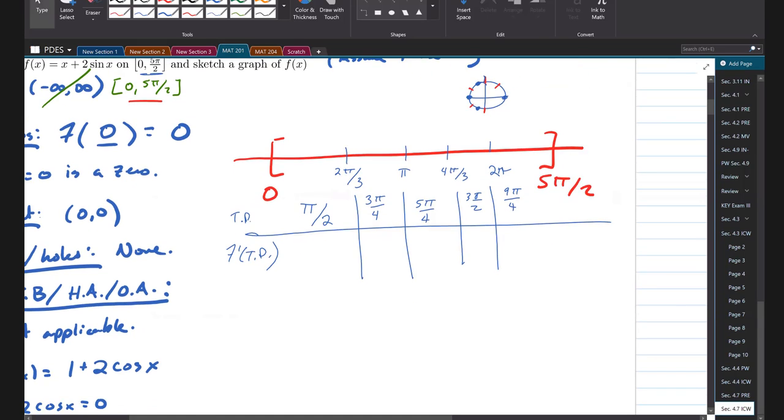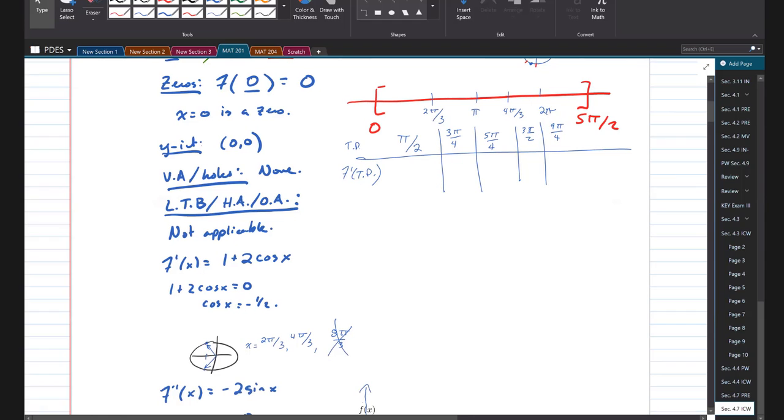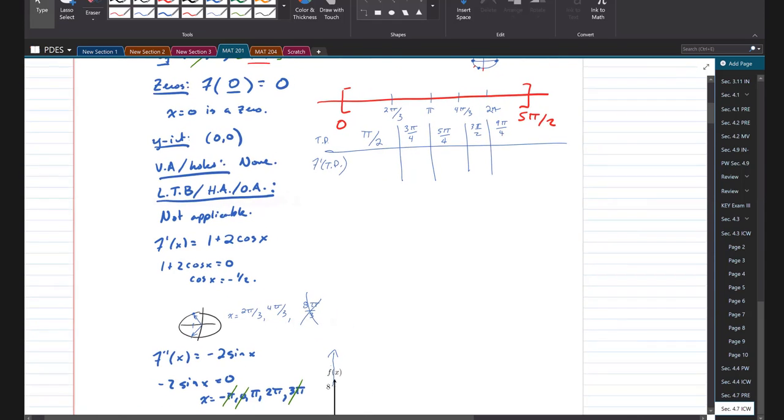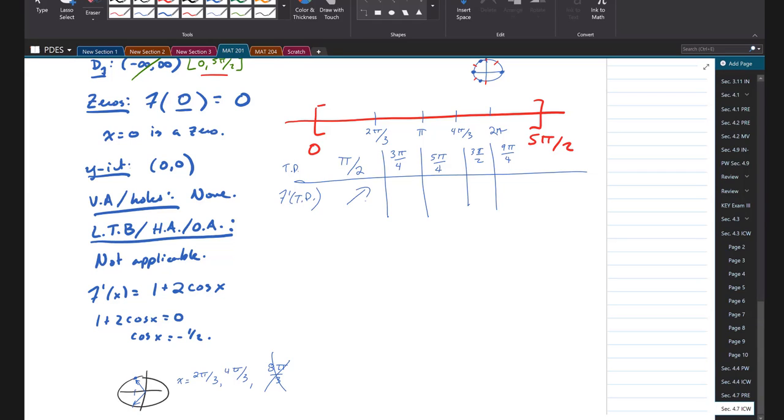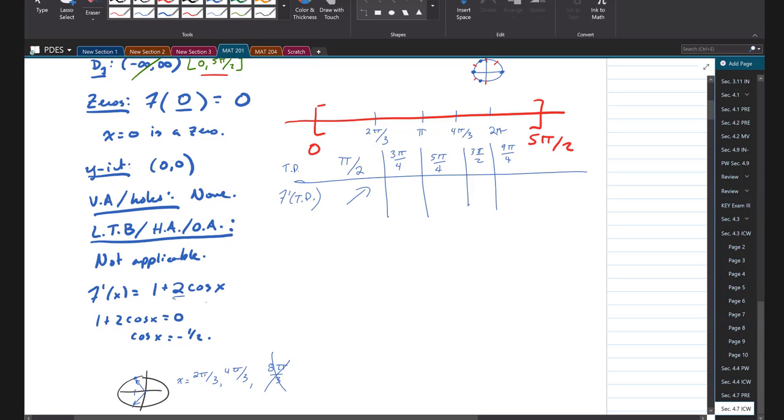So let's see here. We're going to plug in pi over 2 into our first derivative, which is right here, 1 plus the cosine. Well, that's positive, so we're increasing. The cosine of 3 pi over 4 is minus the square root of 2 over 2. This factor of 2 will cancel with that 2 in the denominator, which gives us minus the square root of 2 added to 1. We're going to be decreasing there.